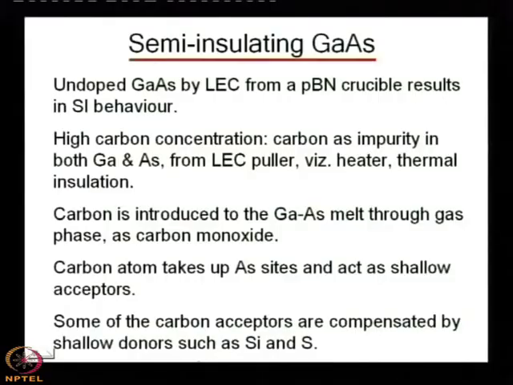Normally the carbon atom takes up arsenic sites and acts as a shallow acceptor. Some of the carbon acceptors are compensated by shallow donors such as silicon and sulfur. What is compensation? What do you mean by compensation in semiconductors? It is when acceptors and donors are present in the same material.